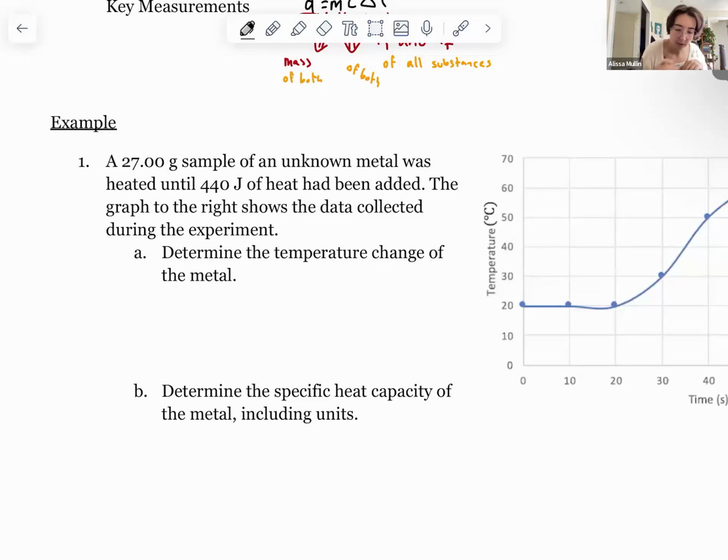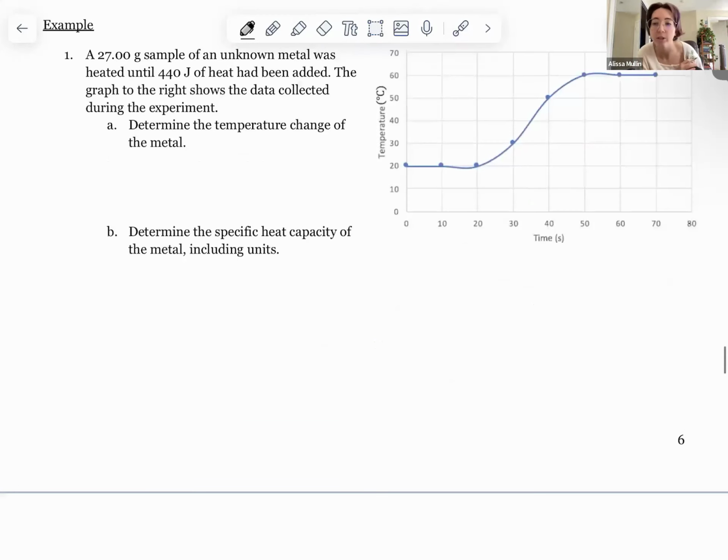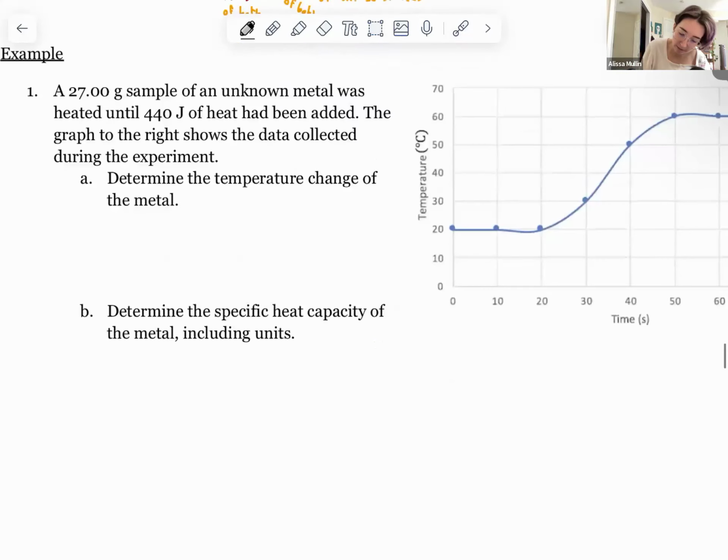All right. So I'm just going to be finishing up 6.4 calorimetry and then 6.5, which is about phase changes, and then I'll have a second video for the rest of this at some point this weekend. So let's take a look at this example.